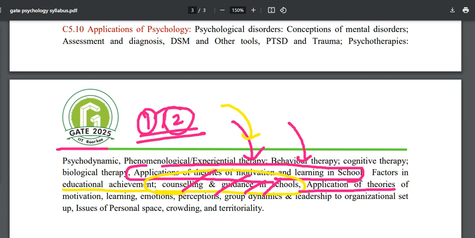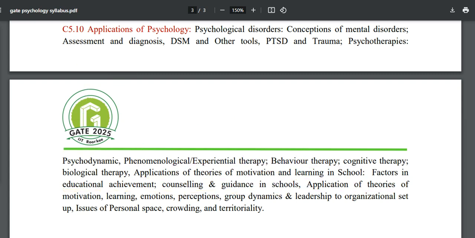But that will not decide your cutoff and all those things, but the easy questions that are coming from the top will be more useful for you. So if you are doing this applications of psychology, from here till here is enough. Biological therapy, till here is enough. And this issues of personal space, crowding and territoriality, it is also important. The personal space, what is in the American culture, what is in the Eastern culture, this becomes important.